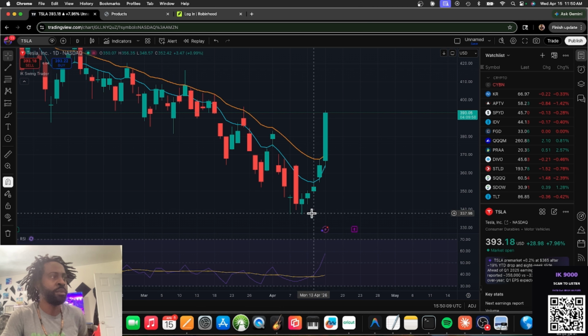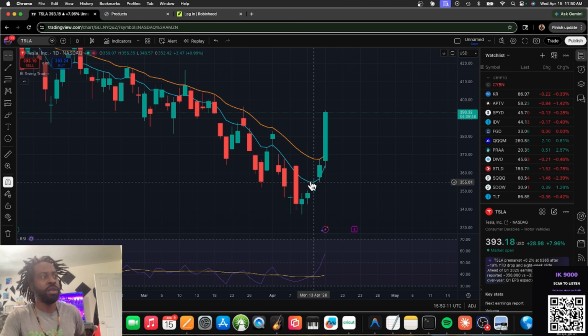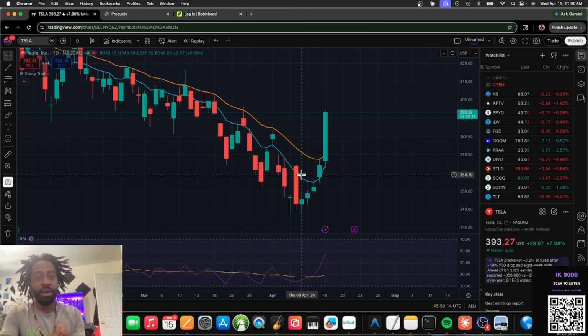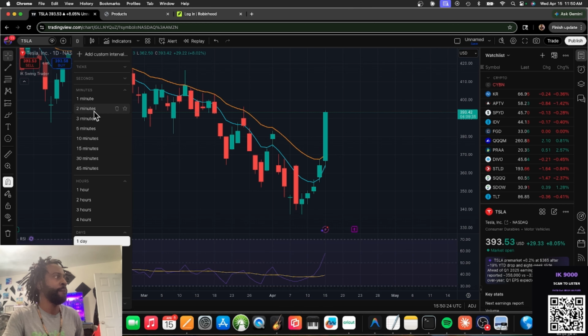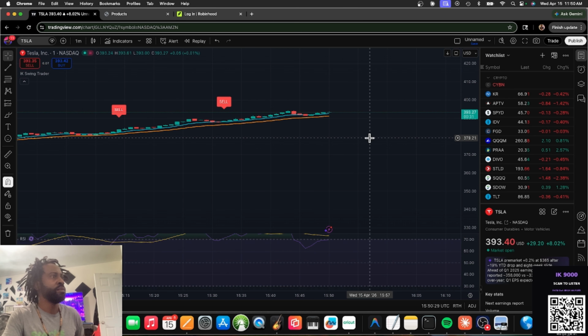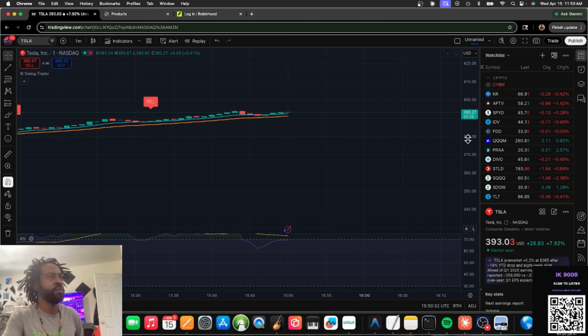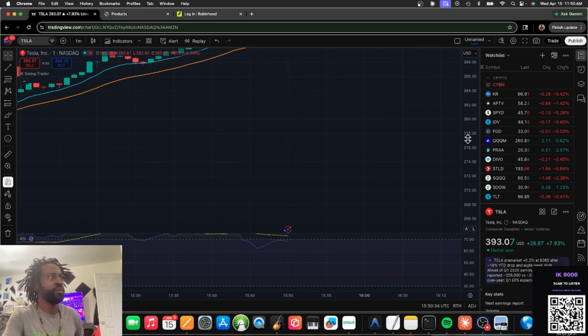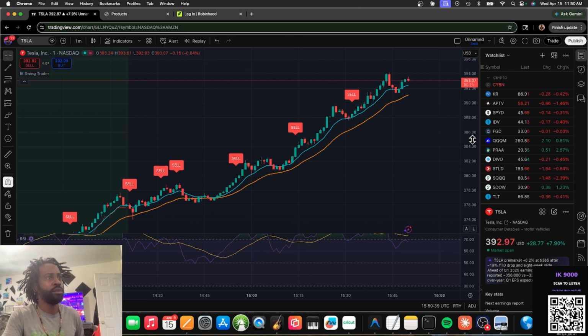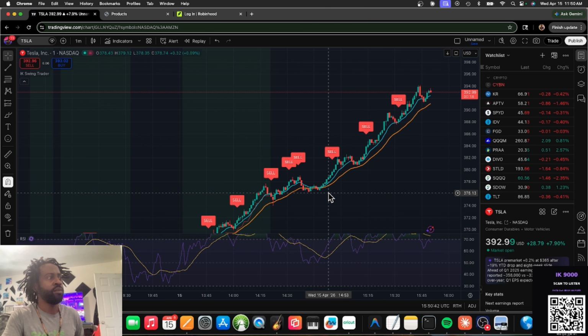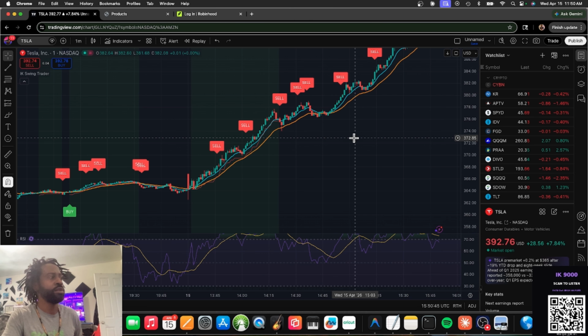Right here's a little formation where things look like the tide is turning. You look at all your indicators, if they make sense, bam. Now I'm gonna go to a different time frame. Hopefully we can see this thing moving in action. Let's just go to the 1 minute. All right, this is the 1 minute.